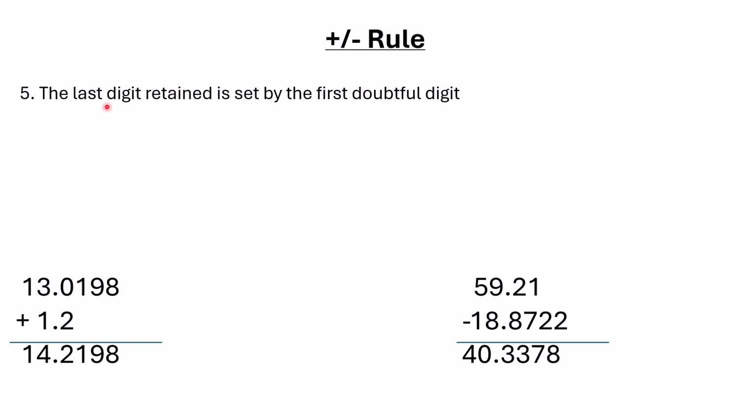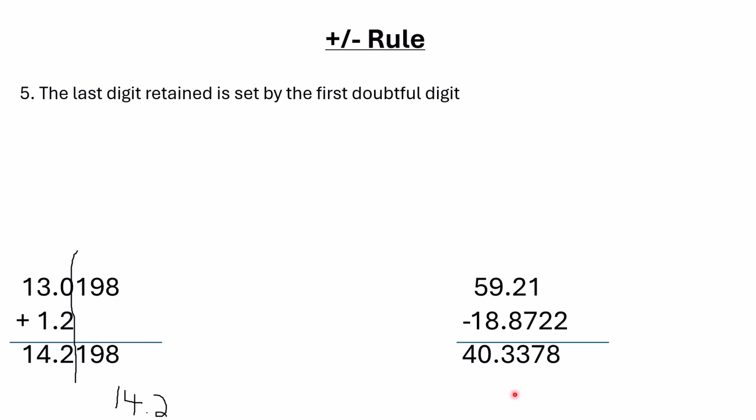Now, this says that the last digit retained is set by the first doubtful digit. What doubtful digit means is that, as we can see, 1.2 doesn't go past the 10th decimal place. So we don't want our final answer to go past the 10th decimal place either, because it's doubtful that we know what's actually going on past 1.2. So what we can do is draw a line right where 1.2 is. So we know we want our final answer to be within this limit right here. So when we look at the number next to our 2, it's 1, so we know we're not rounding up. And our final answer that we want to put down is 14.2.